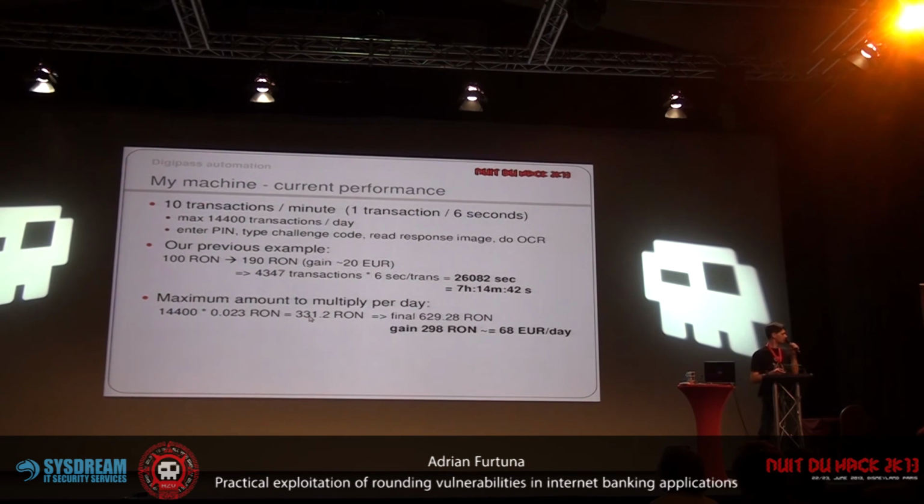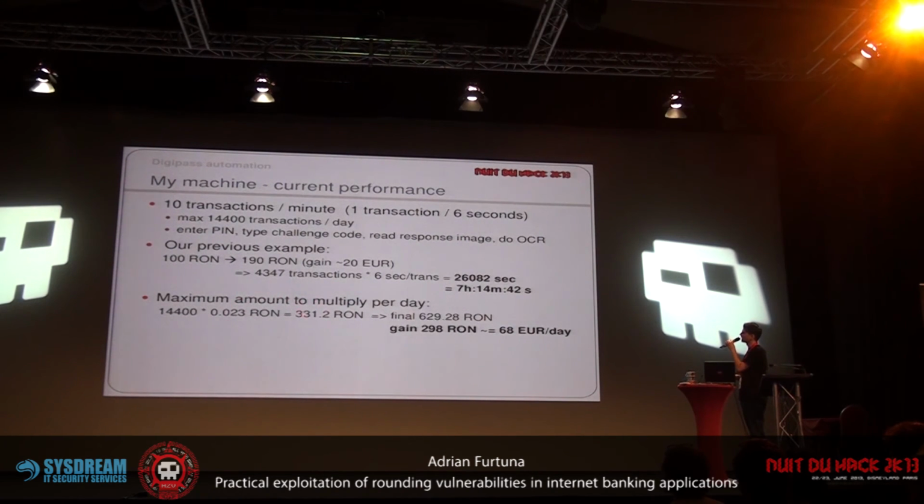So the current performance of this machine is that it can do 10 transactions per minute. So a transaction is made in 6 seconds. A transaction meaning entering the PIN code, typing the challenge, reading the response, and doing authorization. OCR means optical character recognition. It's a process that allows me to obtain the digital code from an image that is taken by the web camera. So our previous example, you can actually gain 20 euros in about 7 hours.